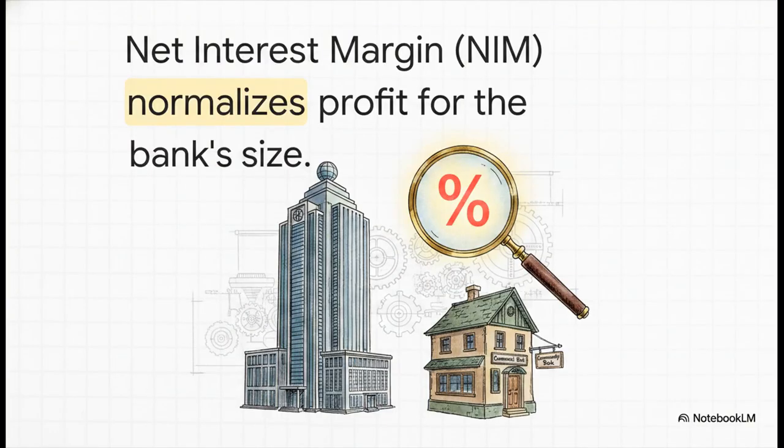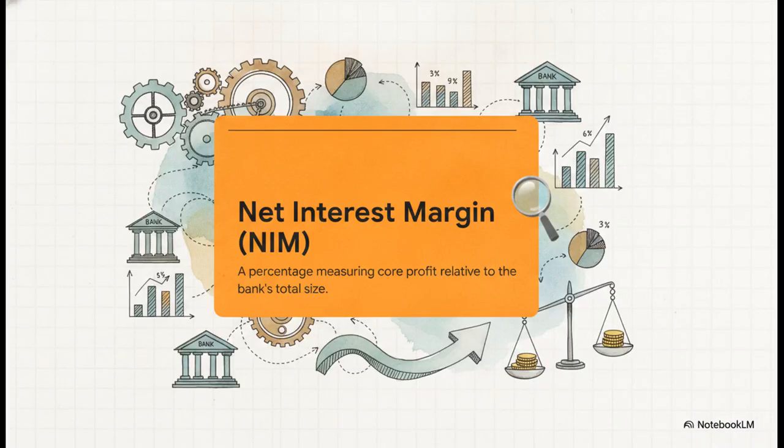And that is exactly where we must use the net interest margin, or NIM. The NIM is the ultimate truth teller here, because it grounds that giant, flashy figure back into reality. It normalizes the profit for the exact size of the bank. By looking at the NIM, you're getting a percentage that measures the core lending profit relative to the bank's total earning assets.